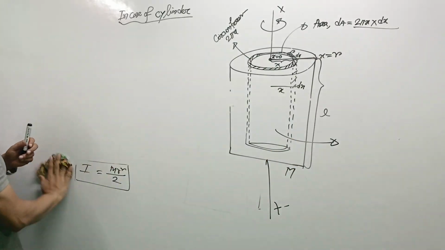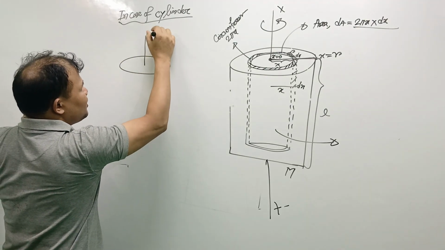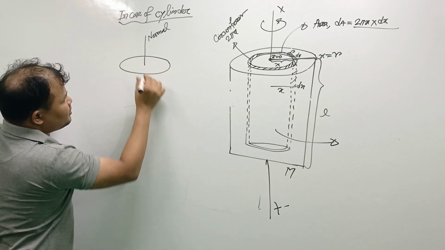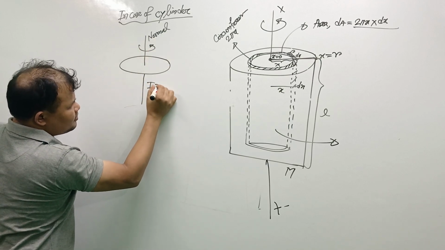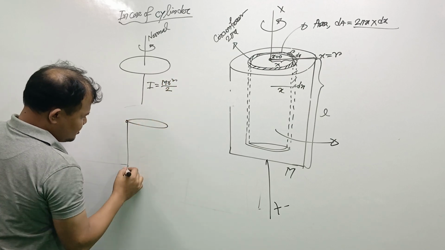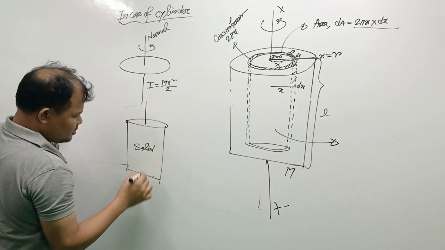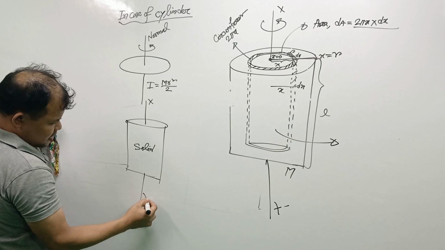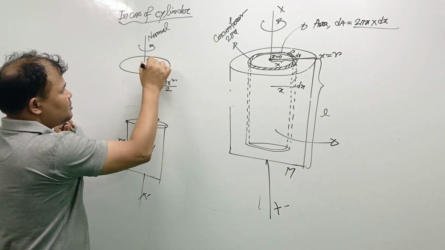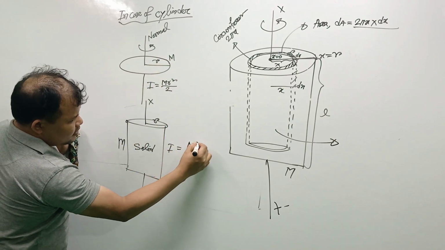Now we discuss this. As this is the circular disc, if this is the normal, then the moment of inertia about this rotational axis is I equals m r square divided by 2. In case of the solid cylinder, this is the own axis, x prime is the own axis, r is the radius, m is the mass. The radius is also r, the mass is m, so the moment of inertia will be the same, m r square divided by 2.